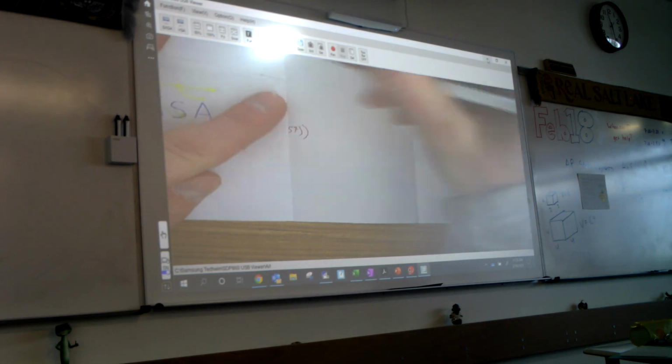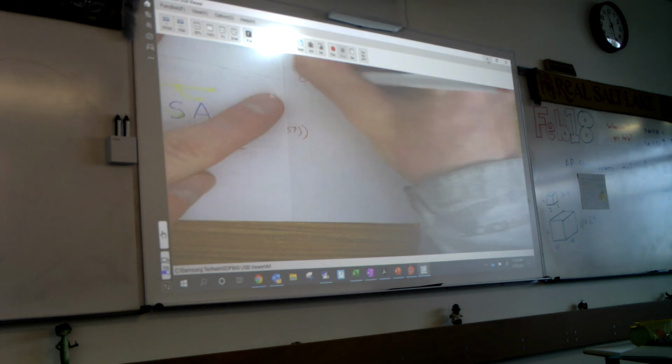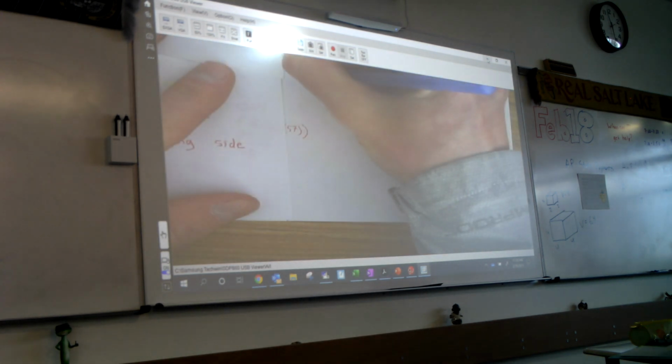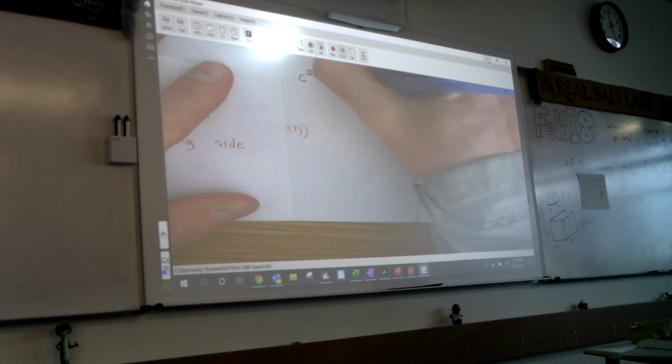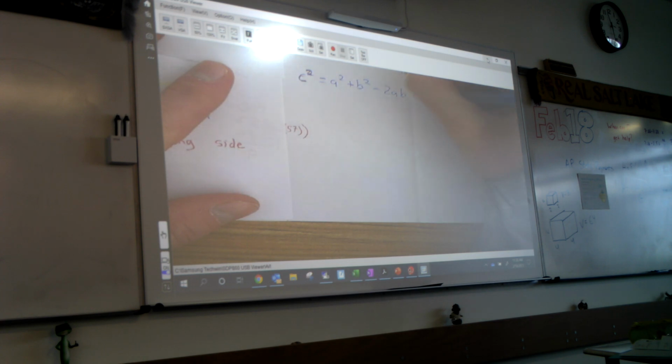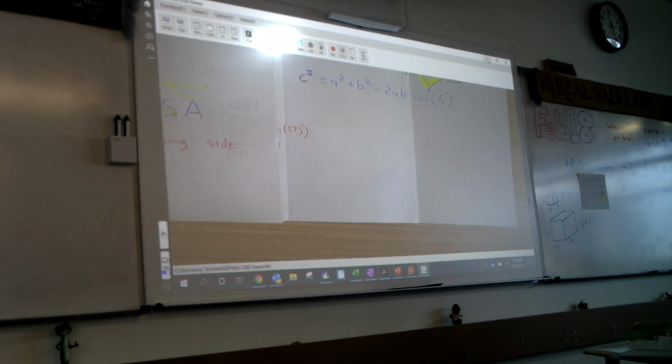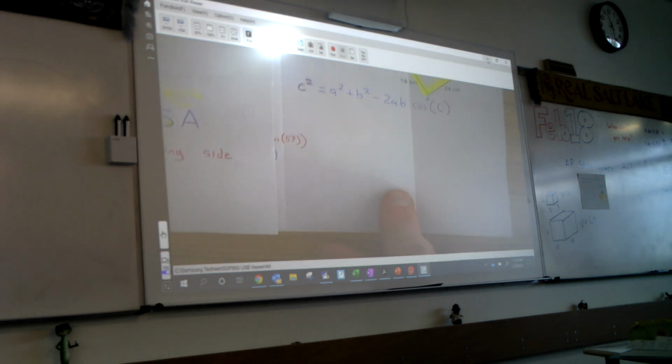So I'm going to write out the equation. C squared, I want it to be in blue. C squared is equal to A squared plus B squared minus 2AB cosine of C. Always writing cosine A. Always. And I have to erase it.